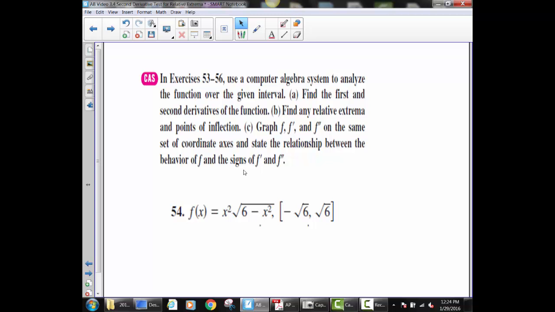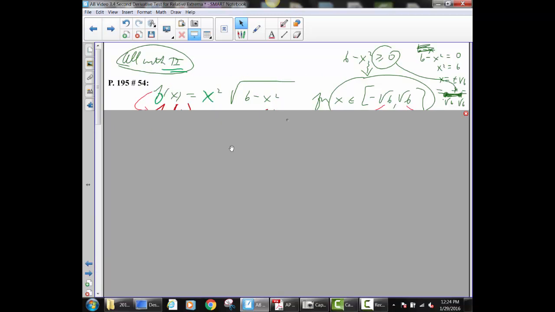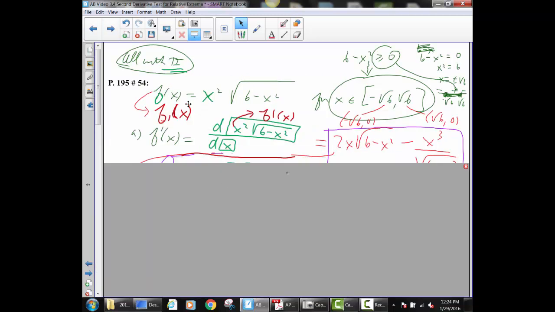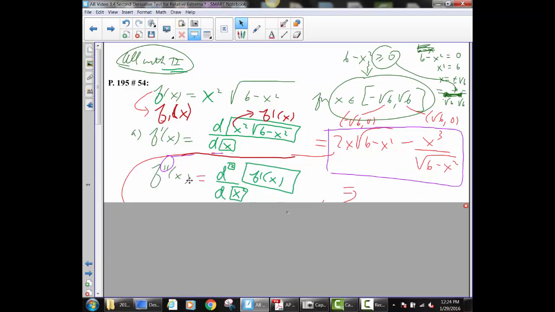So here's a very ugly function, thank goodness, and we don't have to do it by hand. They're telling us that we're only looking at this function for x between negative root 6 and root 6. So if you enter f1 of x as x squared times the square root of 6 minus x squared, then your derivative function would be d dx of your f1 of x, and your second derivative function would be d squared dx squared of f1 of x.